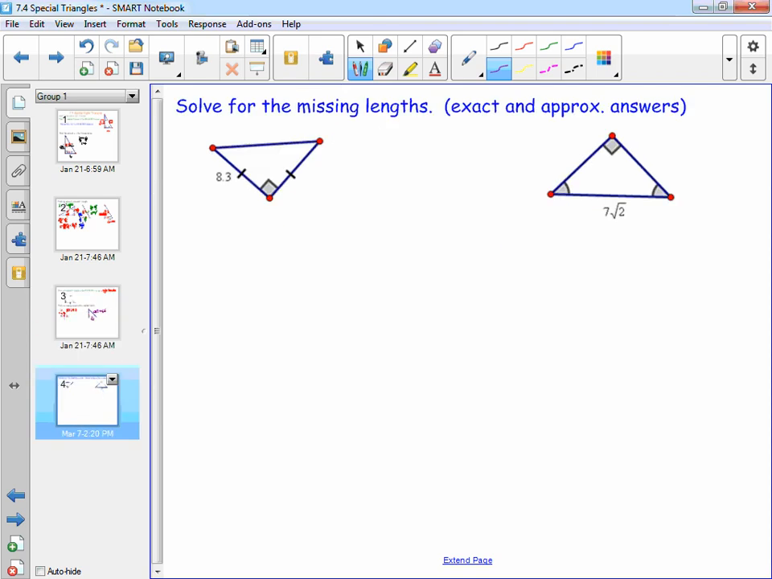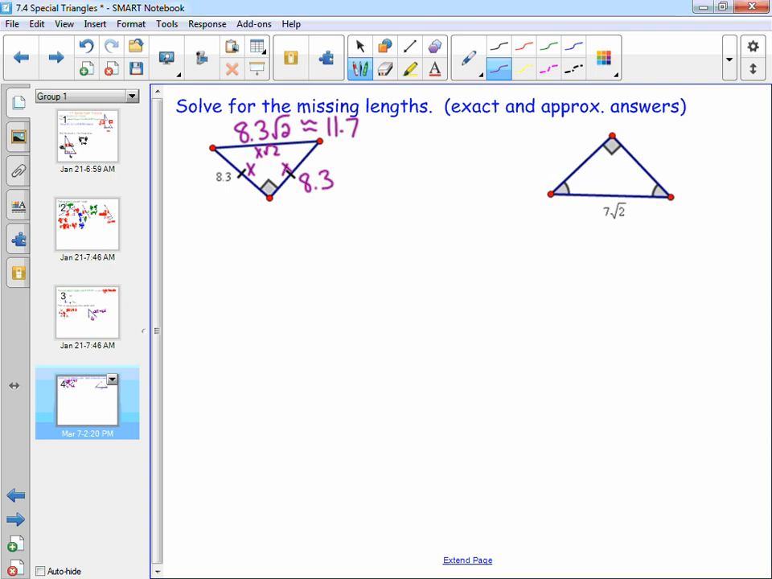And two last examples. Solve for the missing lengths. These directions ask for exact and approximate answers. The first problem here, we have that the side length is 8.3. We have that both sides are congruent, so we know this is isosceles. So we're going to have x, x, and x root 2. The side length is 8.3. So we'd have 8.3 root 2, which is approximately 11.7.